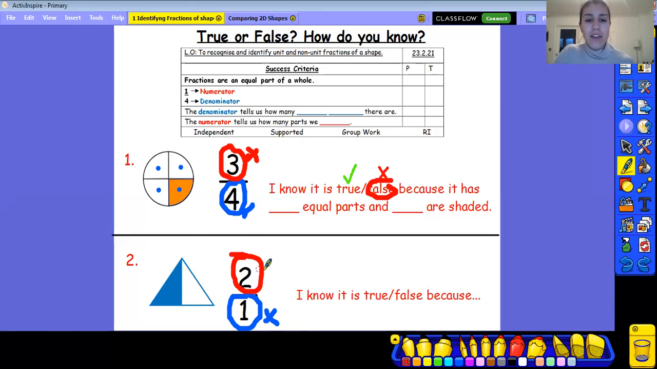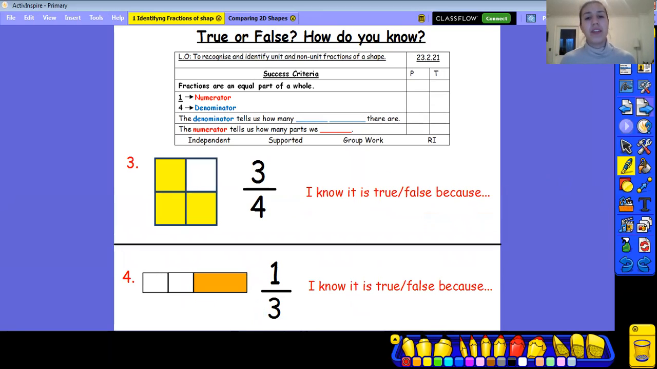So the mistake that they've actually made is that they've got the numerator and the denominator in the wrong place. So I know that this is false because the numerator and the denominator are switched around. There are 2 equal parts in the whole, so the denominator should be 2, and 1 of them is shaded, so the numerator should be 1. So it should be 1/2 and not 2 once.